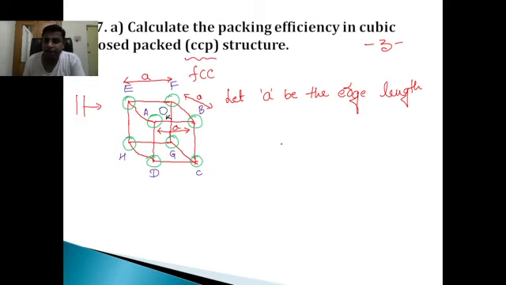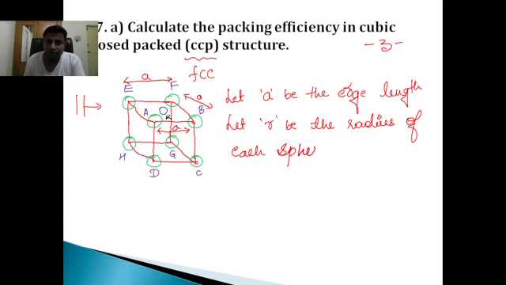Okay, let A be the edge length. Next, let R be the radius of each sphere. So in solid state chemistry, we have assumed all the spheres to be of the same shape, size and mass. So if R is the radius of one sphere, then R will be the radius of each sphere, because all spheres are assumed to be of the same size, shape and mass.